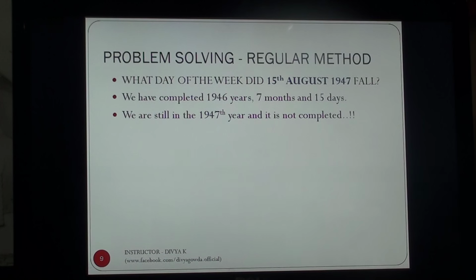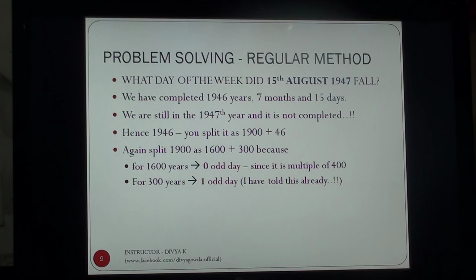So what we have to do is, first you split the 1946 as 1900 plus 46. Again you split 1900 as 1600 plus 300. The reason is, I told you, every 100 years will have 5 odd days, every 200 years will have 3 odd days, every 300 years will have 1 odd day, and 400 years will have 0 odd days. Any multiple of 400 years also will have 0 odd days. So the 1600 years will have 0 odd days because it is a multiple of 400. And for 300 years, we have got 1 odd day, and I have told this already.